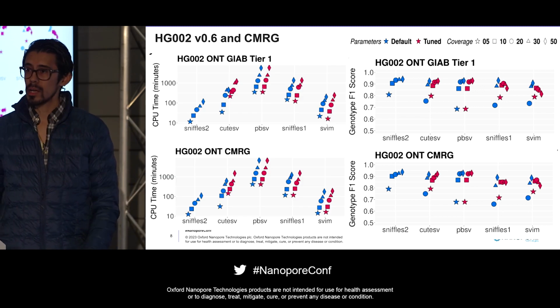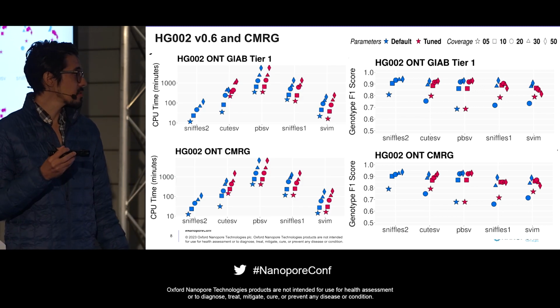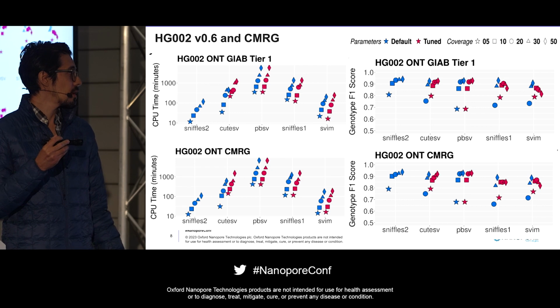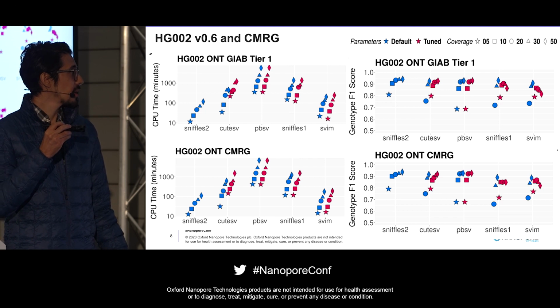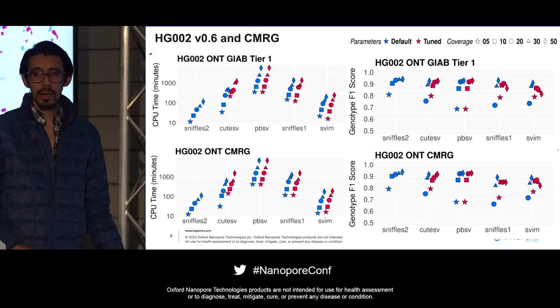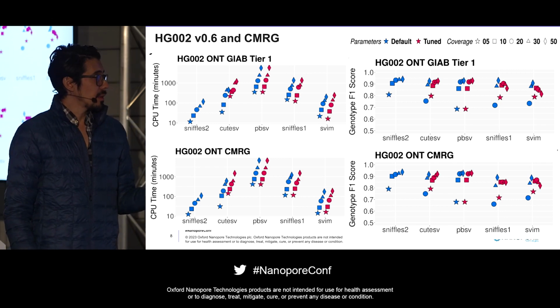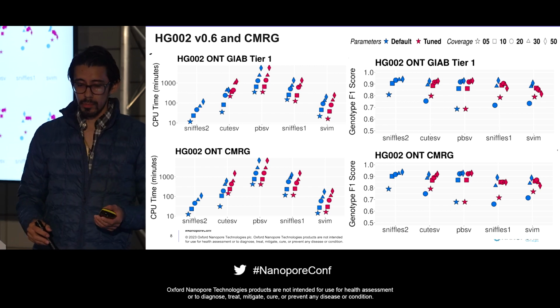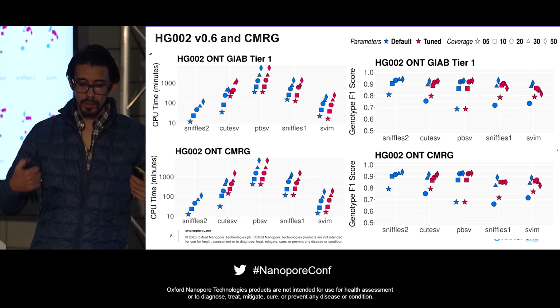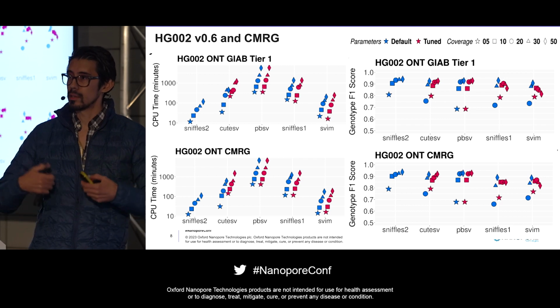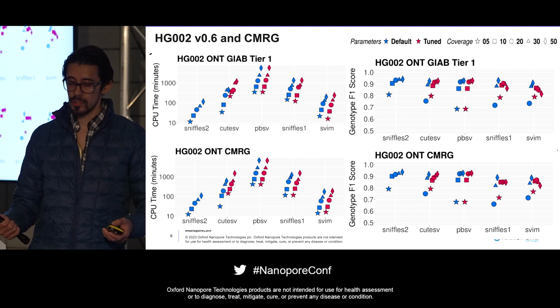Time-wise, Sniffles 2 is quite fast. This is the time in CPU minutes. You can see that, in some cases, the time for a 10x sample with cuteSV is the same time it takes for a 50x sample with Sniffles 2. So, very impressive. We can do germline calling, but we are also interested in using our tool for new kinds of discovery of structural variants.